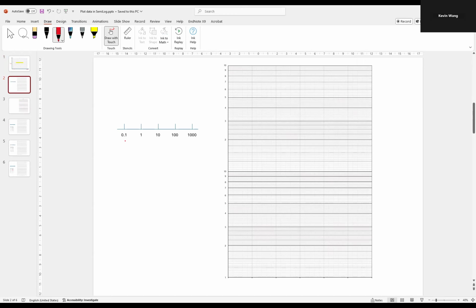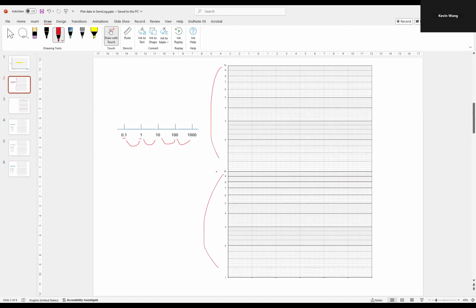A cycle refers to the repeating intervals that span a tenfold range. For example, if we start from 0.1, the tenfold will be 1, right? So from 0.1 to 1 is one cycle. 1 to 10 is another cycle. 10 to 100 is another cycle. And another one, for example, 100 to 1000, right? So this is a typical two-cycle semilog paper.